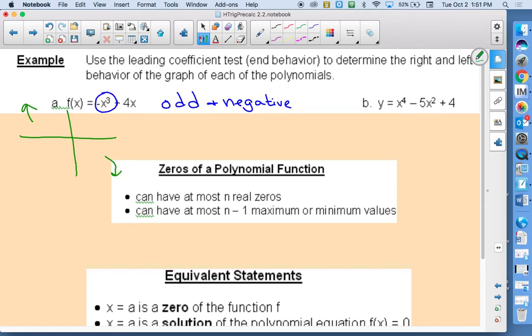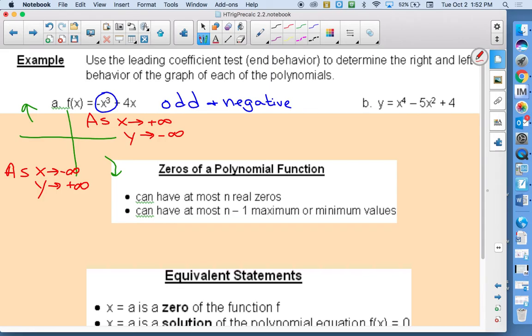Brandon. As x goes to negative infinity, y goes to positive infinity. As x goes to infinity, y goes to negative infinity. Good. And that's because odd and negative. There'll be other stuff going on in the middle. Right now we're worried about the end.